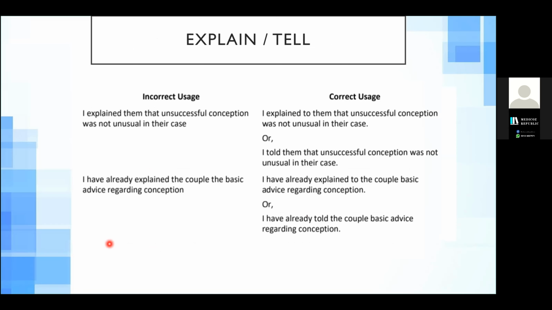Okay, then we have explain and tell. Explain cannot be followed by a pronoun or a noun without the preposition. For example, I explained them that unsuccessful conception was not unusual in their case. I explained to them. We are explaining this to them. This is correct usage. We cannot just leave that out. I explained to them that unsuccessful conception was not unusual in their case.